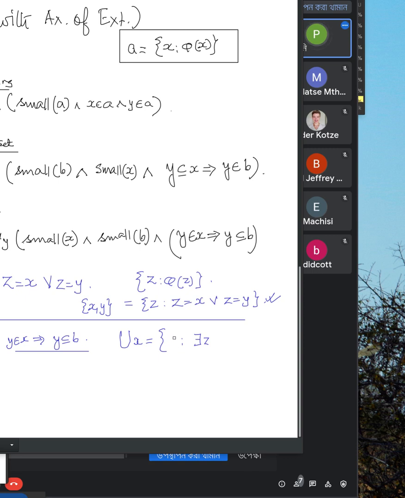So this is the collection of all z such that there exists a y in x, such that z is a member of y. Okay? So it's the collection of all these z's such that it belongs to some one of the y's which was there in x. Yeah? And now if you try to look into this, what is this doing?